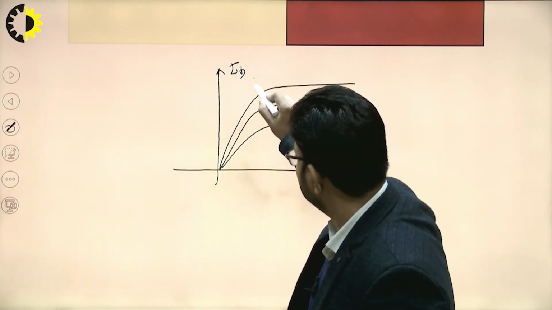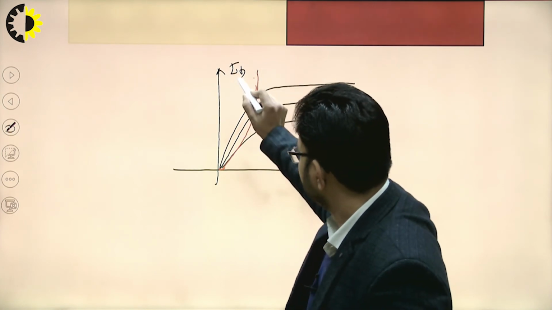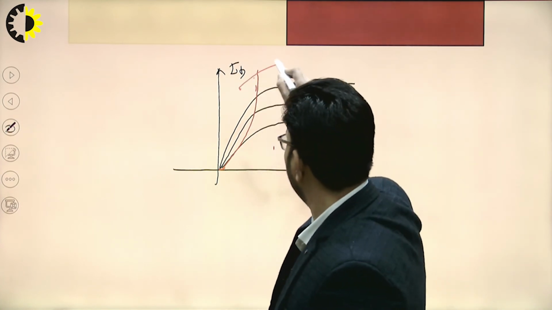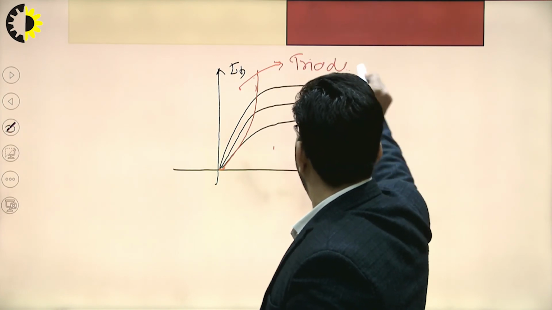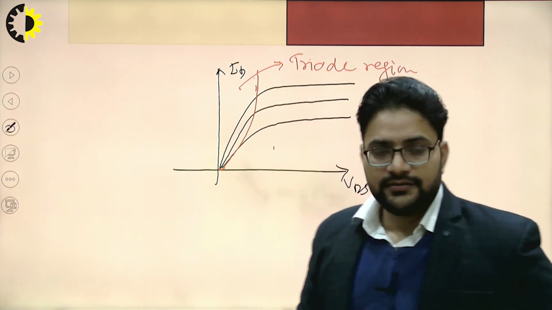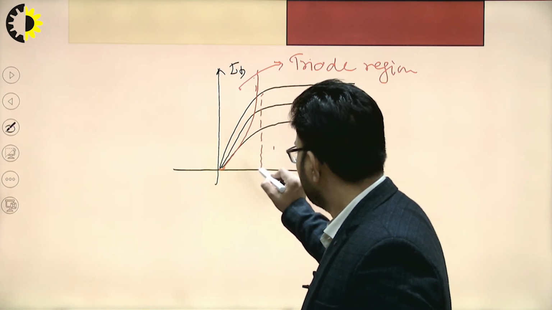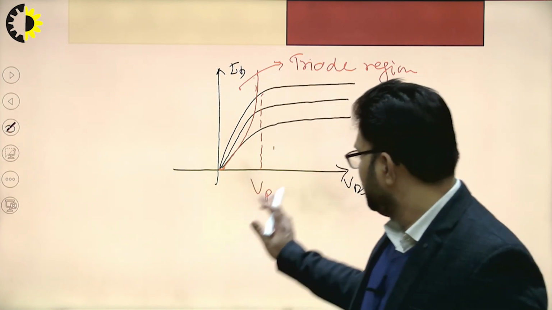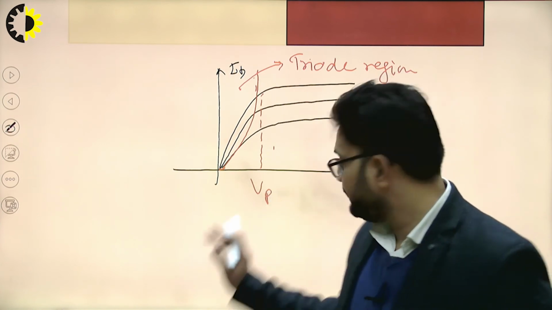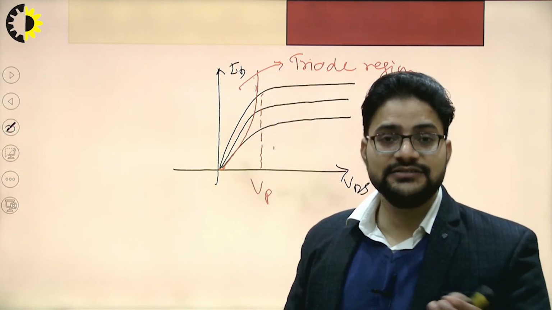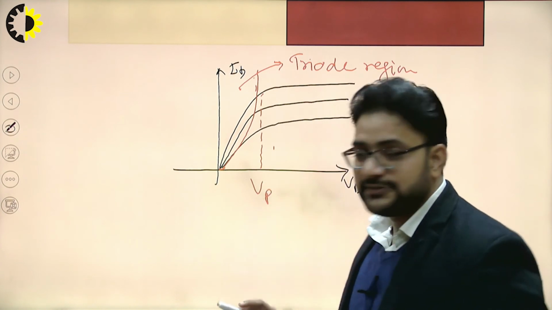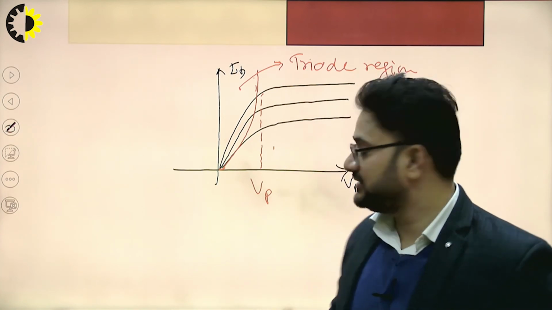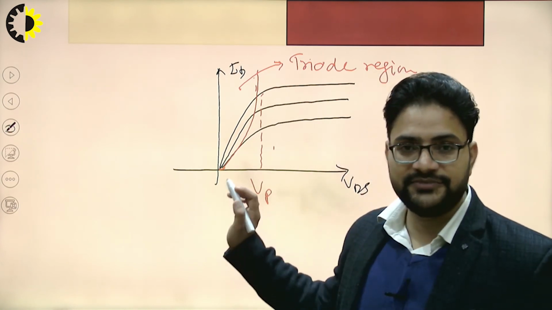The region where ID is approximately linearly increasing with the VDS value is called the triode region. Here is one more point, that is the pinch off point. The pinch off point is basically the minimum value of VDS for which ID enters into saturation. Above this pinch off point, the ID value will be saturated. It is the minimum value of VDS.